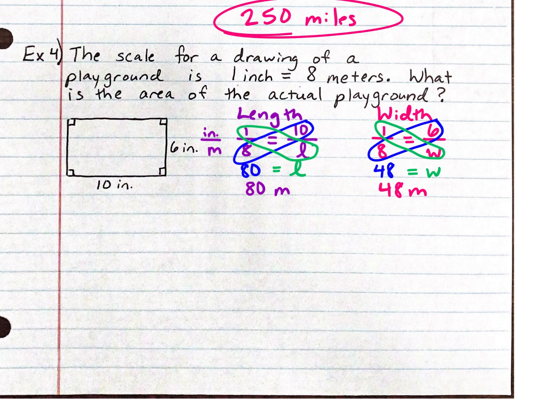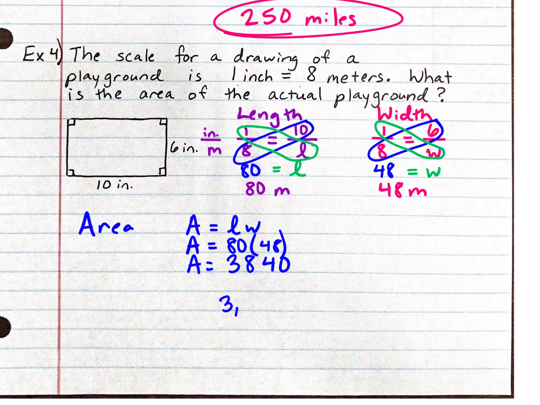Now we need to find the area. To get the area, we have this little formula, A equals length times width, where the length is 80 times the width is 48. We're going to multiply that out. We can use our calculator, and I'm just going to type that in. 80 times 48, and I get 3,840, and that answer is 3,840 meters squared, because we're dealing with an area.